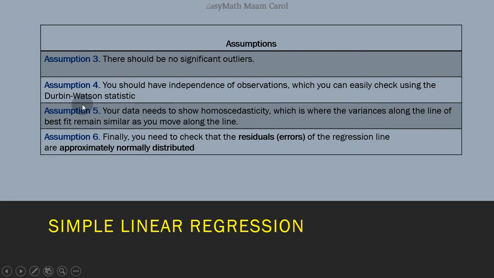So again, you have another test here. Your data needs to show homoscedasticity, which is where the variances along the line of best fit remain similar as you move along the line. So from Durbin-Watson, you have to do another test. And then finally, you need to check the residual errors of the regression line are approximately normally distributed. The assumptions for regression are quite strict. If any of this tests was not complied by your data, you cannot do a linear regression analysis.